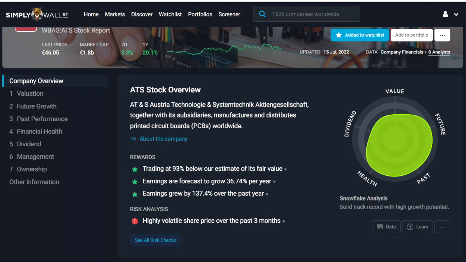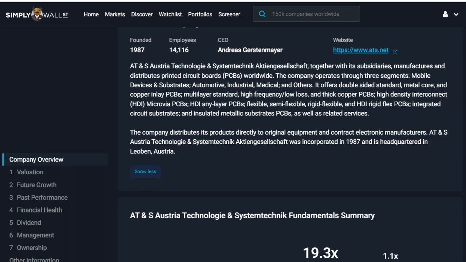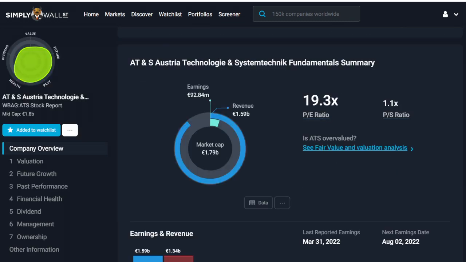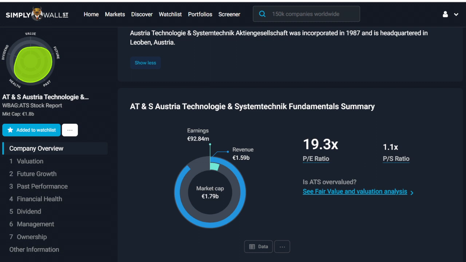So here it's trading at 93, below our estimate of its fair value. Earnings are forecast to grow 36%, so almost 40%. That means in 2 years its earnings will double. So its PE, let's see where its PE is at. It's 19, so in 2 years it could be at 10.